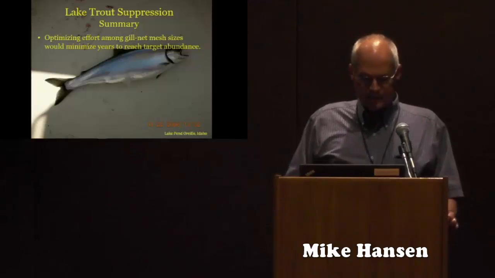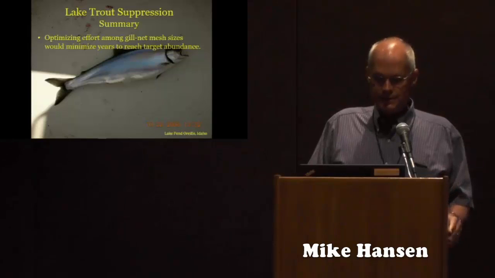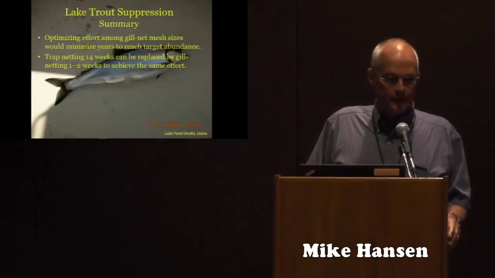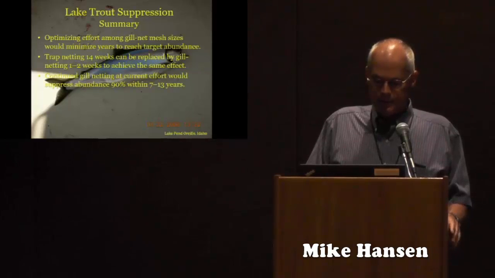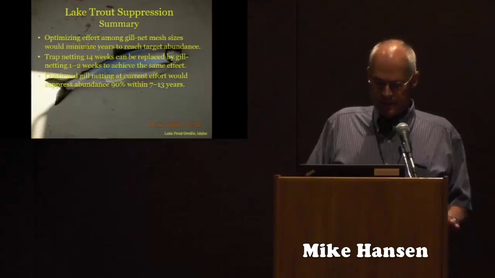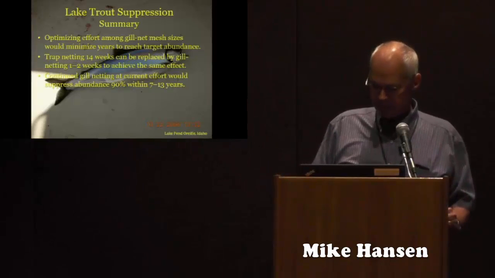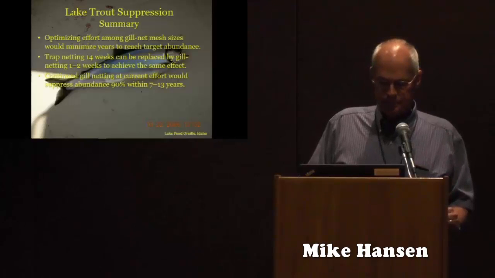So, punchline, optimizing effort among gill net mesh sizes would minimize the time it takes to reach the target. And you can basically swap out a week of gill netting to accomplish what you were doing with 14 weeks of trap netting. Continued gill netting at that current effort would suppress abundance by 90%, and these are the limits of confidence that embrace all of those sources of uncertainty, possibly as few as 7, but maximally around 13.